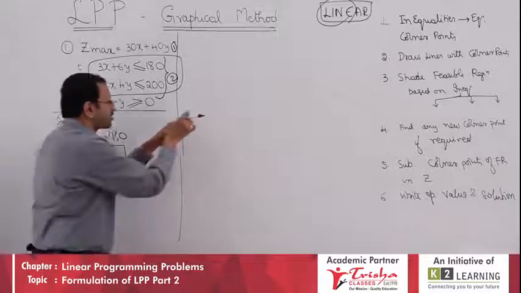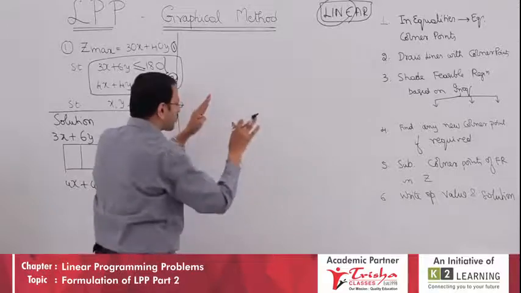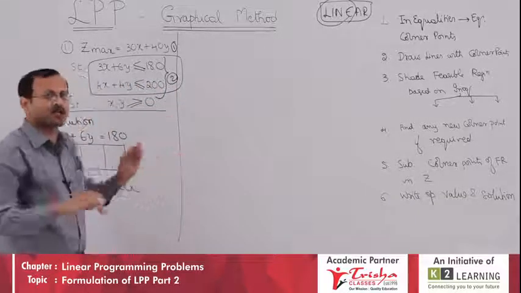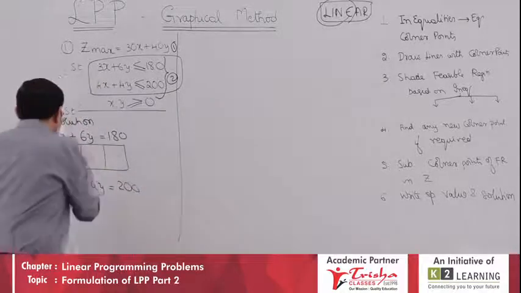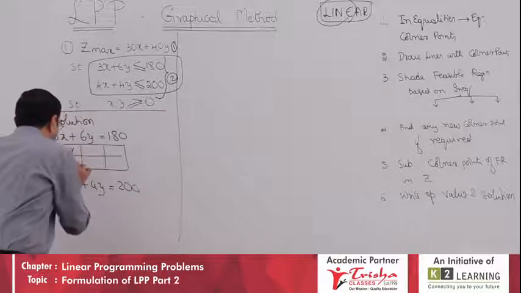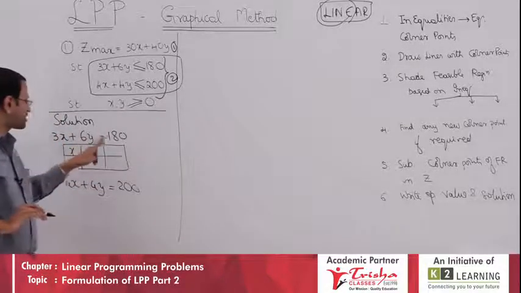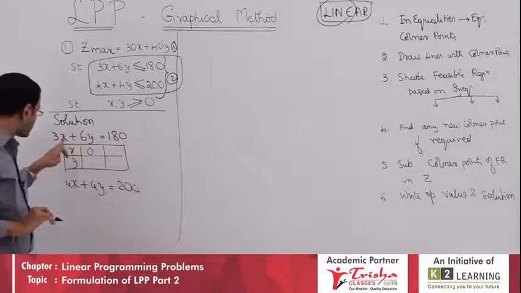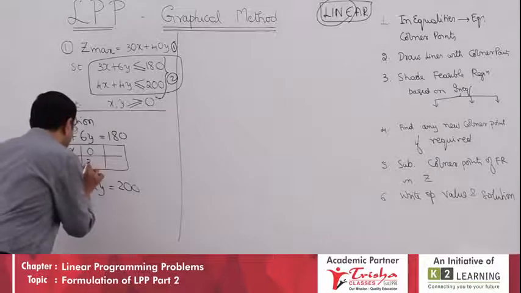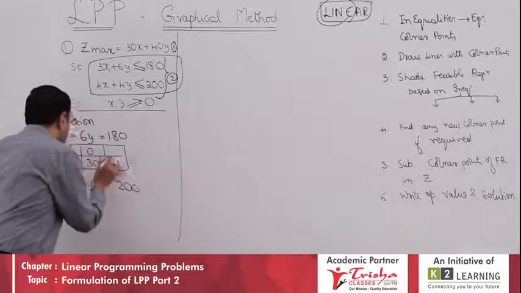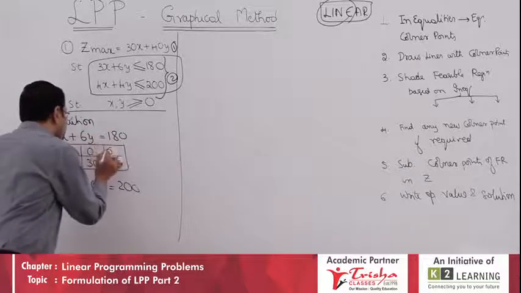If I have to draw a line, I need to have 2 points. I will take one on the x axis, one on the y axis. The graph part I will discuss a little later. We will take x and y. Students, for 3x plus 6y equals 180, if I put x equals 0, 180 by 6 will be 30. Second, if I put y equals 0, 180 by 3 will become 60.